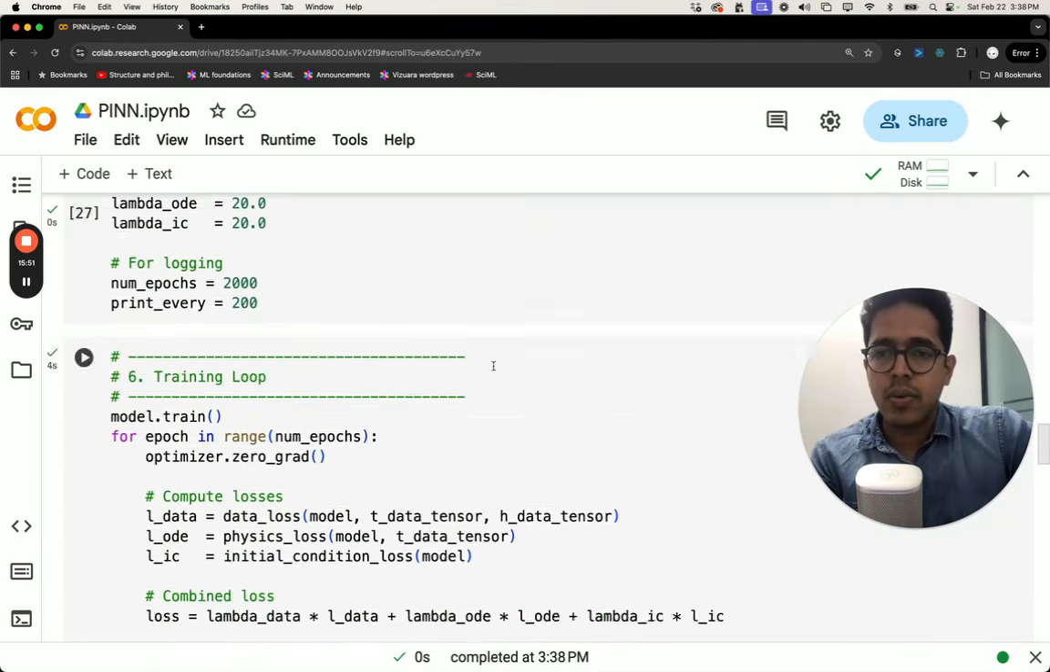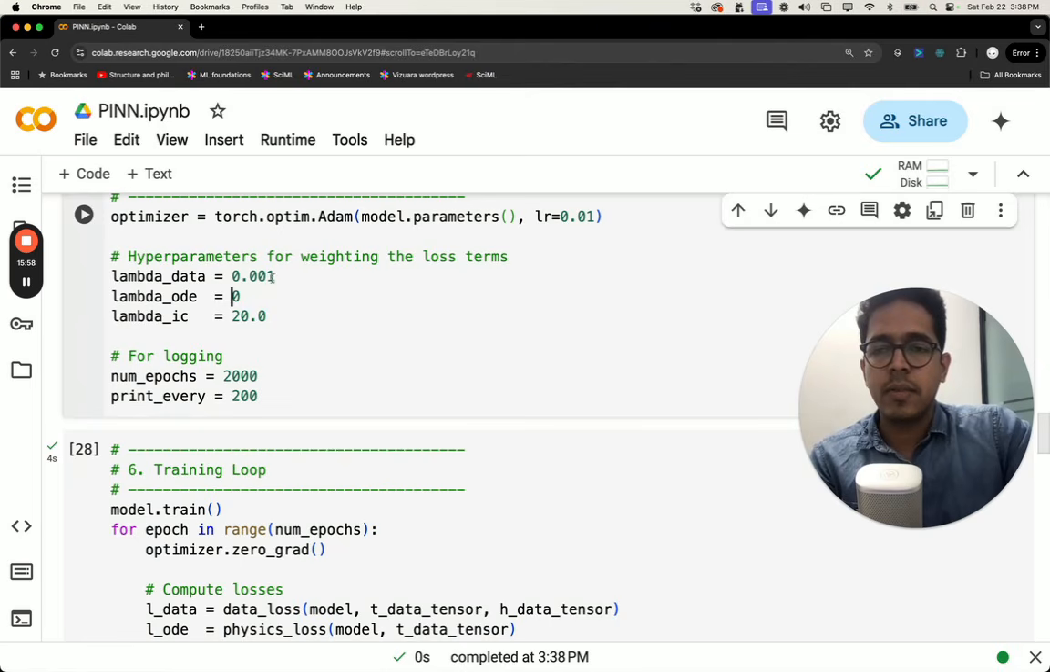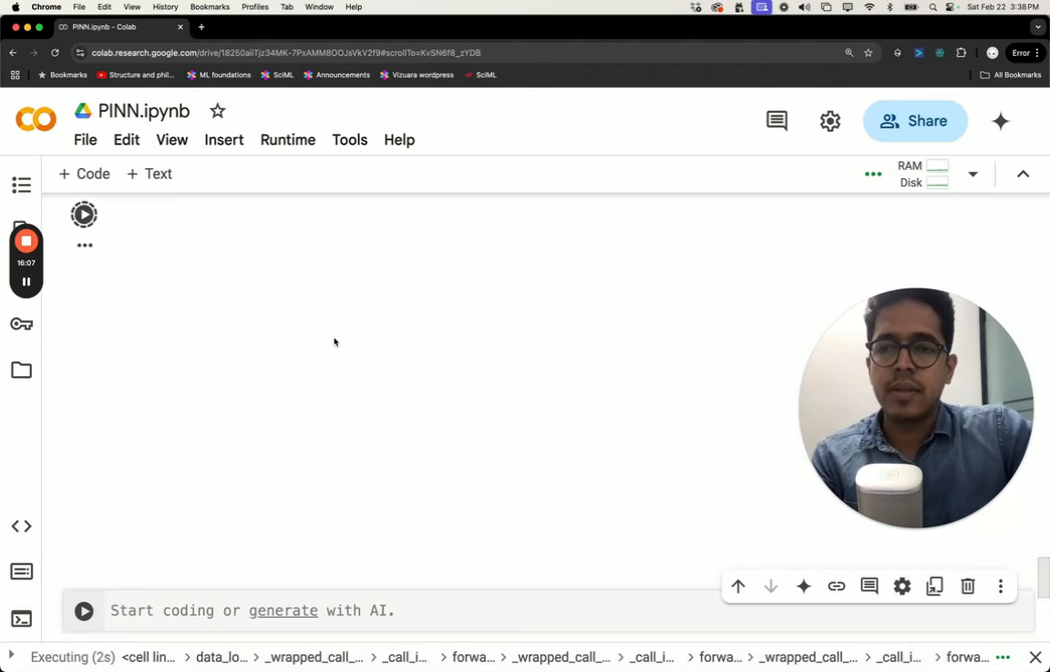Then let me do the reverse. I will say that I don't want ODE loss at all. It will be 0. How about this? I put the data lambda to be 0. What if this is 0, I only want PINN? What happens in this case?